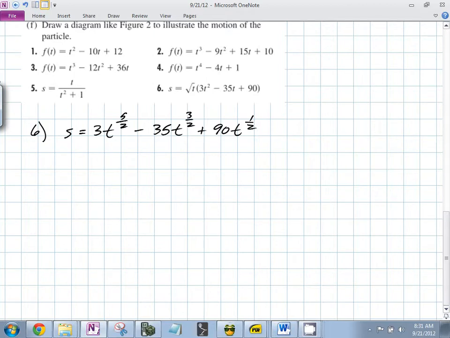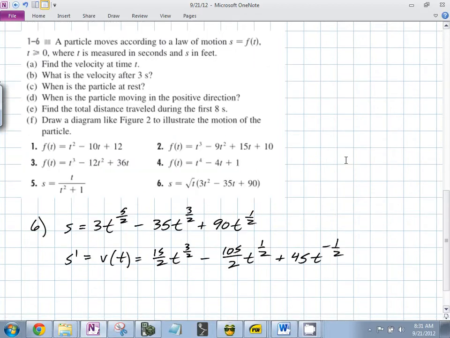Can someone just tell me what the derivative is? What's s prime going to be? Which is v of t. 15 over 2 t to the 3 over 2, minus 105 over 2 t to the 1 over 2, plus 45 t to the negative 1 over 2. So there's the velocity right there.